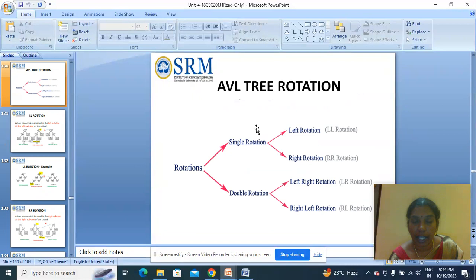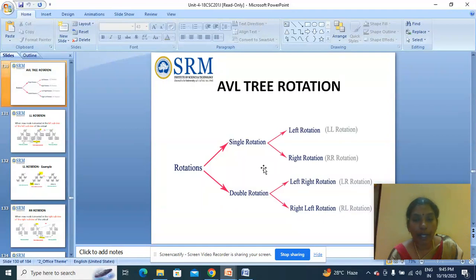So these are the AVL tree rotations. Why are we using rotation? After the insertion, if the tree is imbalanced, we have to make the tree a balanced one. For that we need a rotation. There are two types of rotation: single rotation and double rotation. In single rotation, we have two cases, and in double rotation also we have two cases. That's why I told four types of rotations are there in the AVL tree.